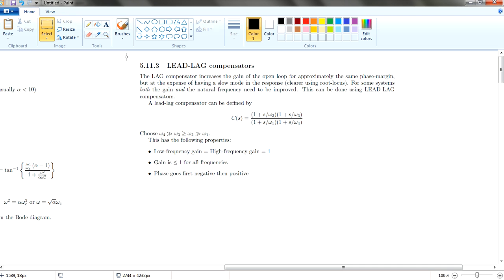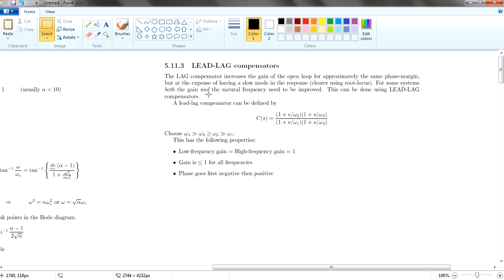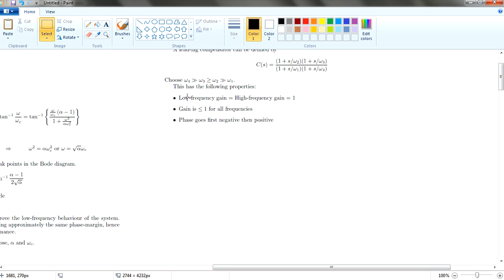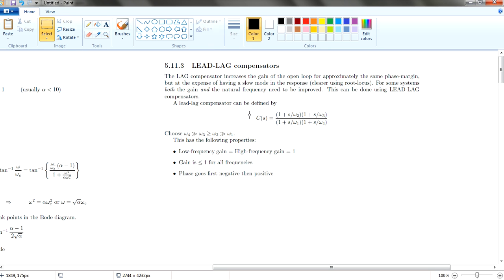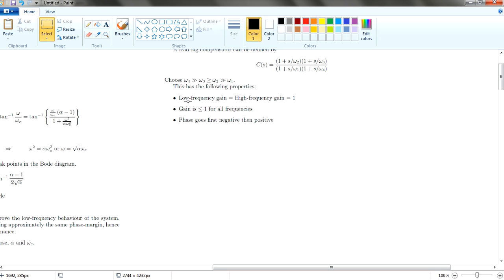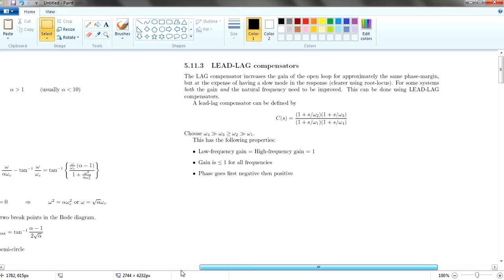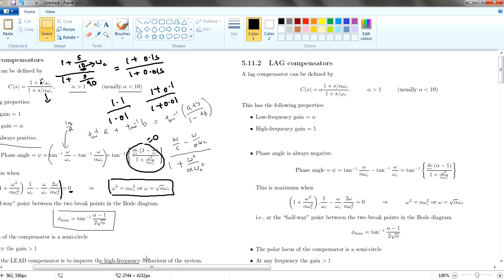So the lead-lag compensator is this one over here. What is the difference is that when you want to improve gain and natural frequency, you use lead-lag. If you have a gain and natural frequency and you feel that it's not good enough, then you use lead-lag. This is the general formula. I think you know, you just memorize. These are all memorizing already. I cannot help you.